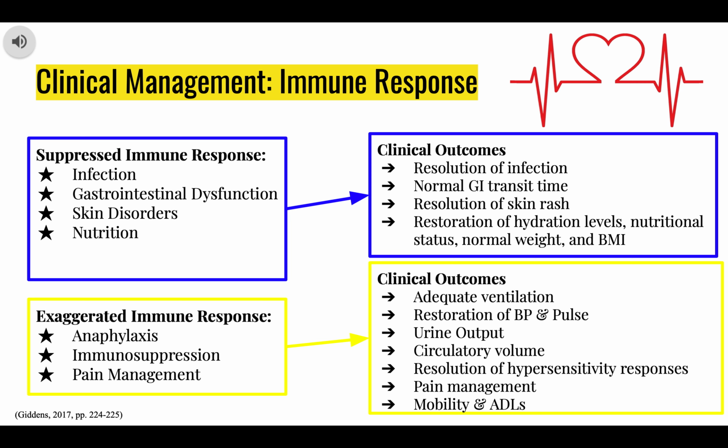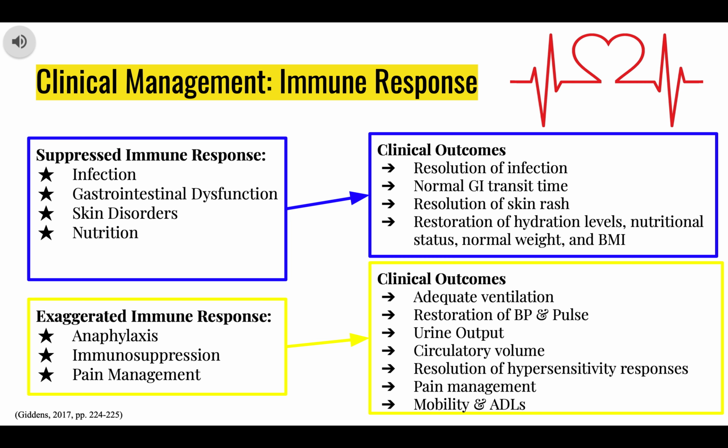For the suppressed immune response, we're going to be looking at infection, GI dysfunction, skin disorders, and nutrition. Specifically, when looking at the clinical management side of things, for infection, we're going to be looking at hand hygiene, immunizations, standard precautions for reducing infection rates. That's just washing your hands, staying away from people who are sick, stuff like that.